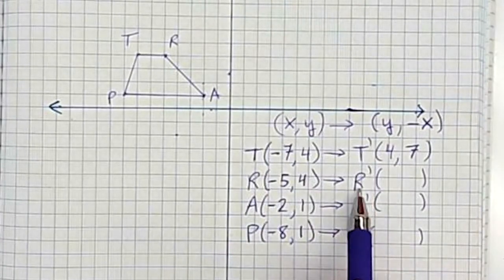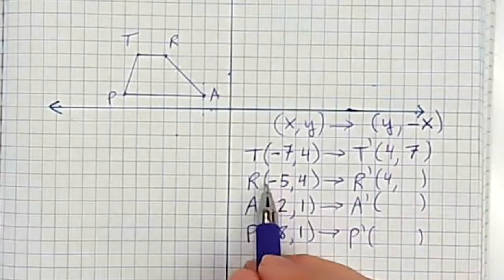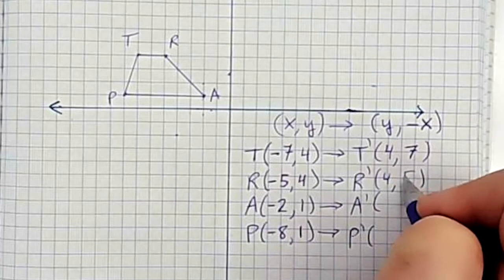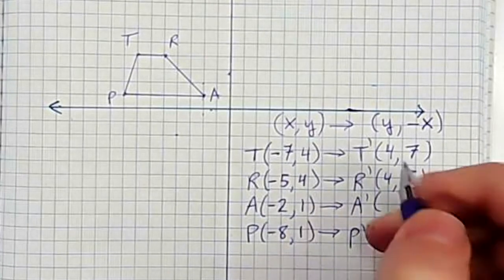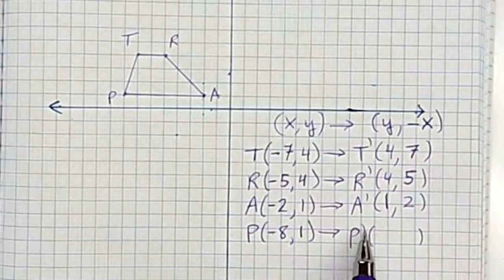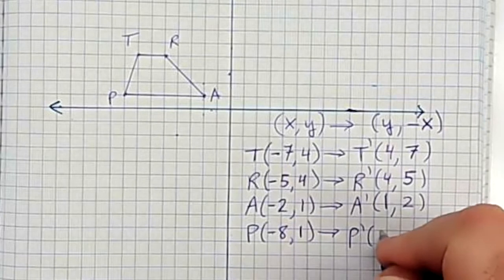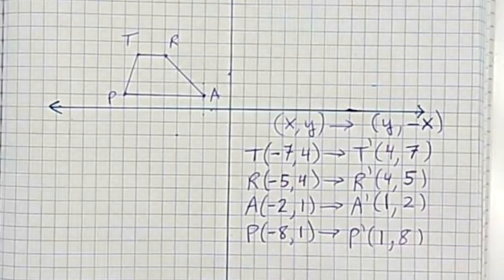Okay, so for R prime, first I put my y, which is again 4, and then I put the opposite of my x, which is the opposite of -5, or 5. For A prime, my y is 1, and the opposite of my x is 2. And finally, for P prime, my y is 1, and my opposite x is +8. Okay, now that I've gotten my points using the rule, I can plot those points.